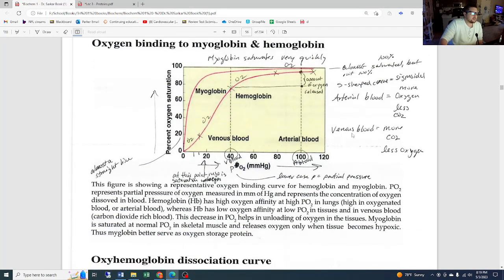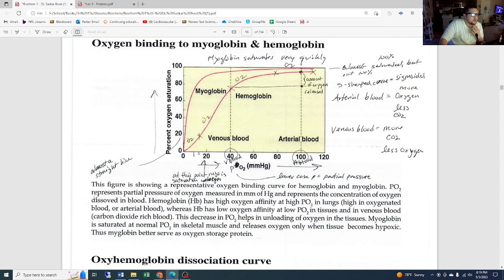These figures we'll want to look at. This figure is showing a representative oxygen binding curve for hemoglobin and myoglobin. PO2 represents the partial pressure of oxygen, measured in millimeters of mercury.